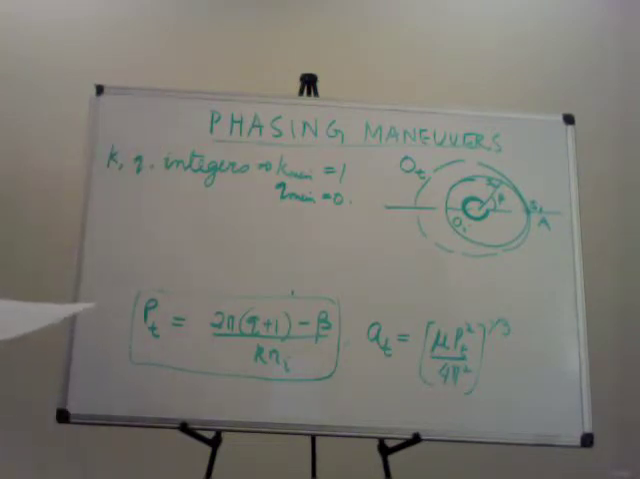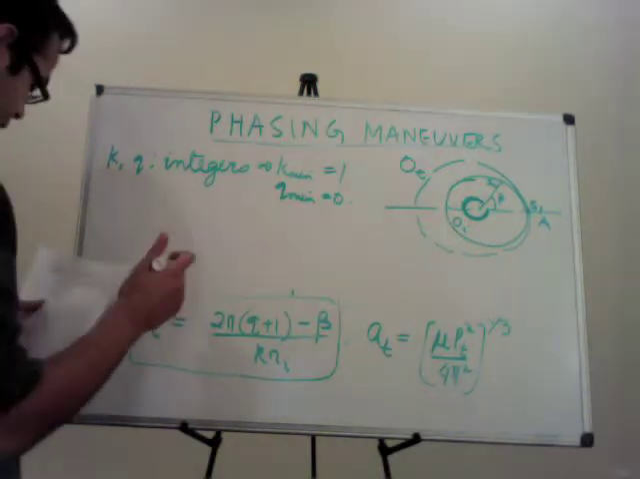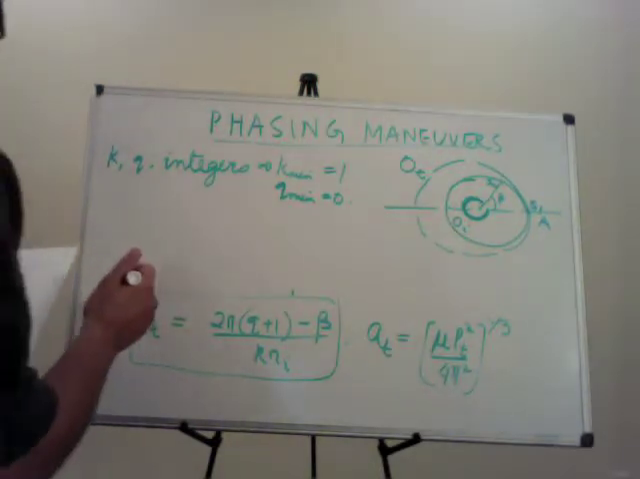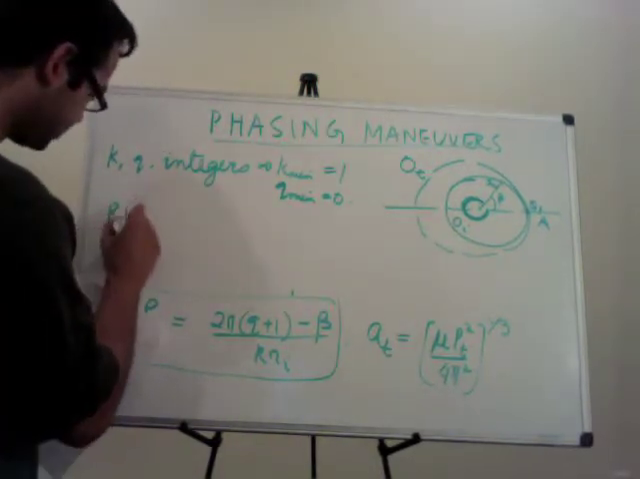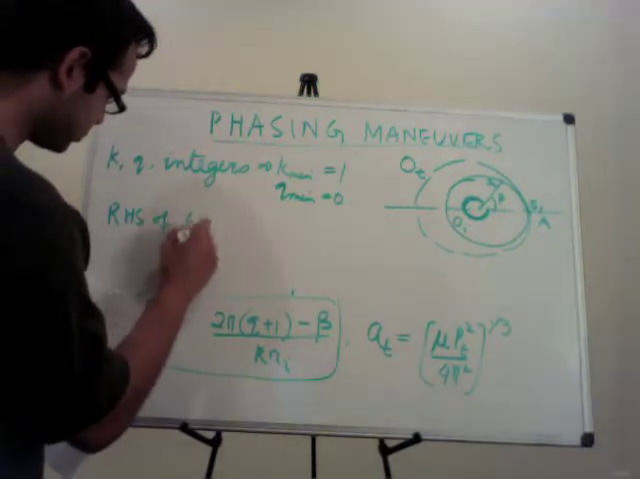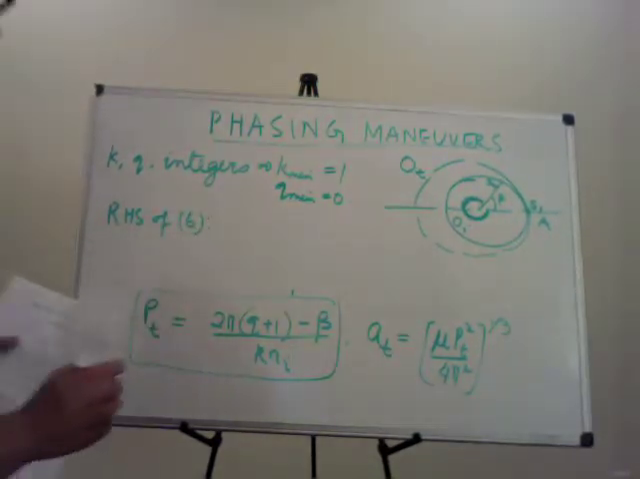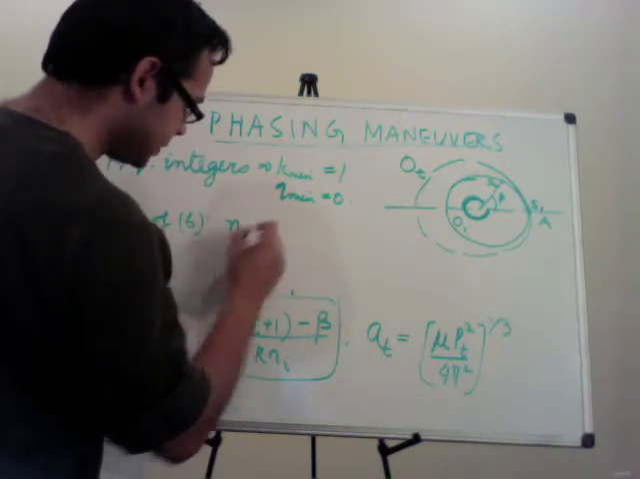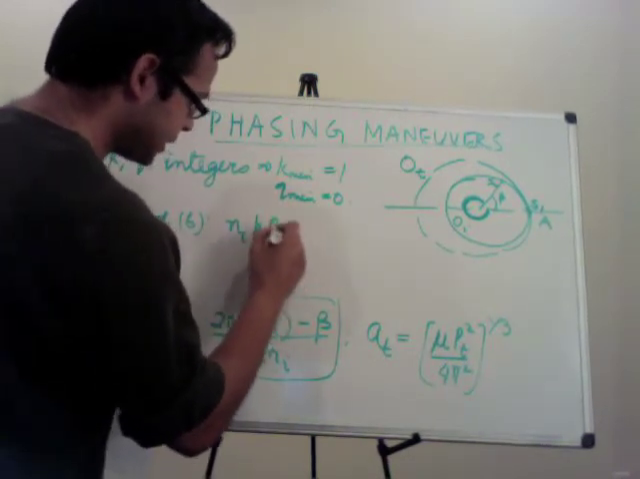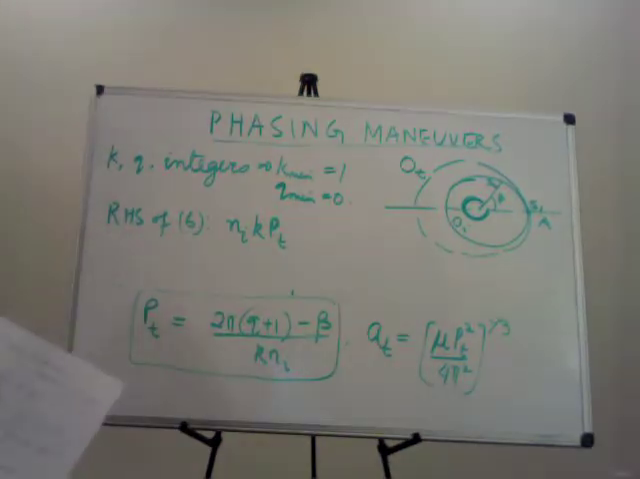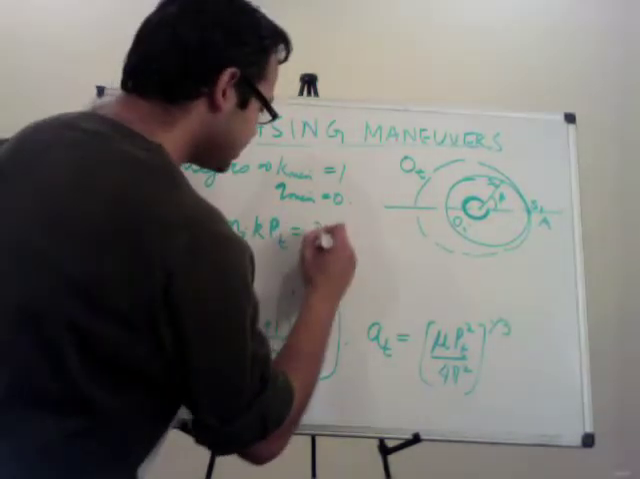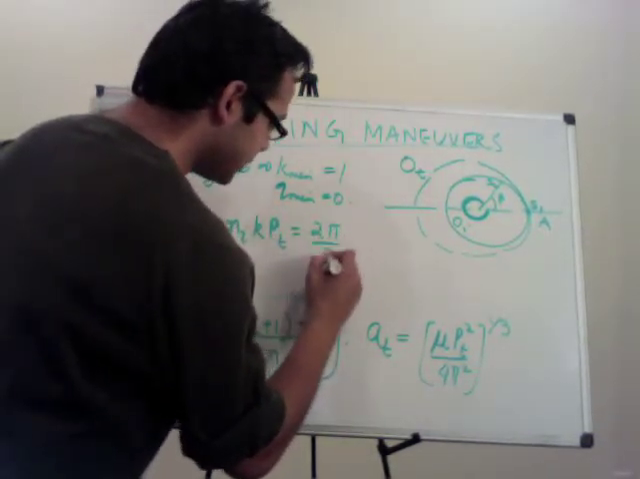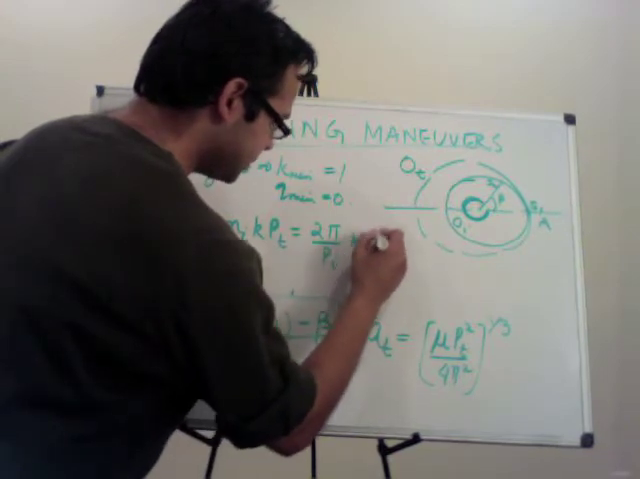Now here's the other constraint. If you look at equation 6, and the RHS of equation 6, we have on the right hand side of equation 6 ni, which is the speed, times the time k times pt. But ni we know is 2 pi over pi.